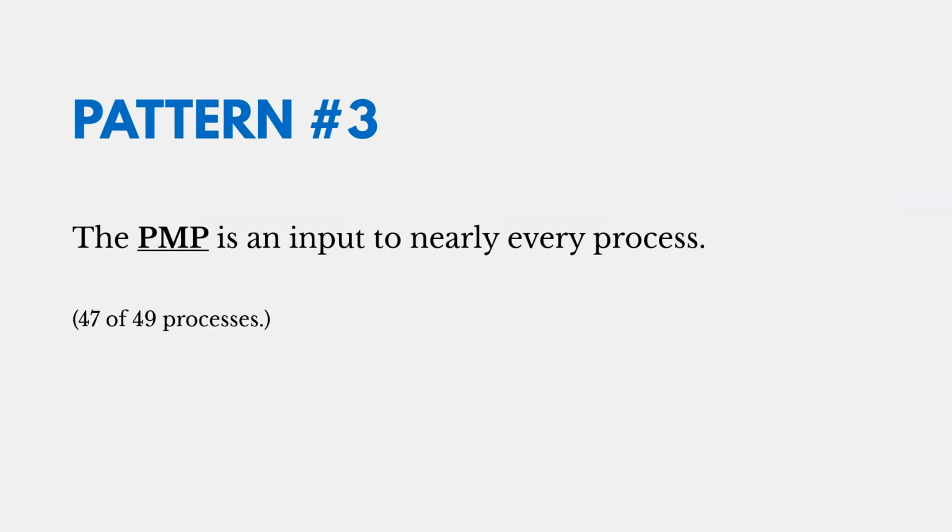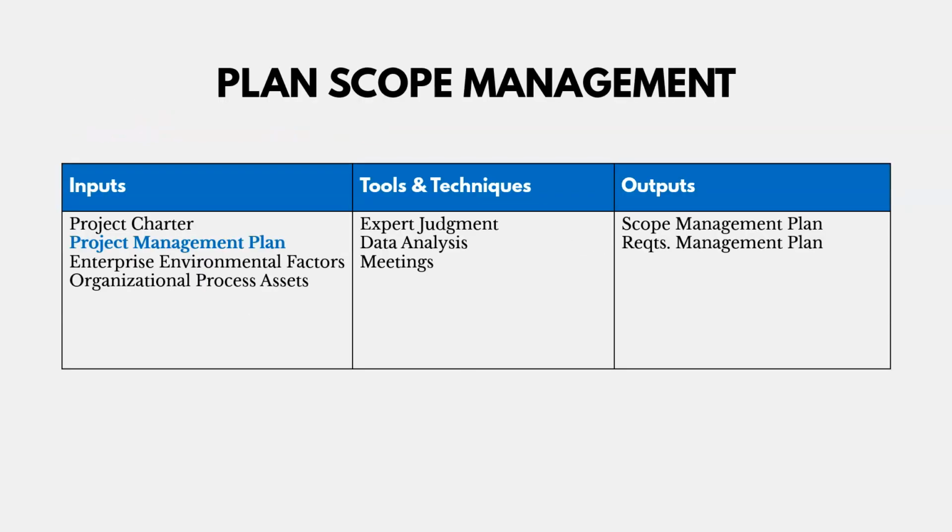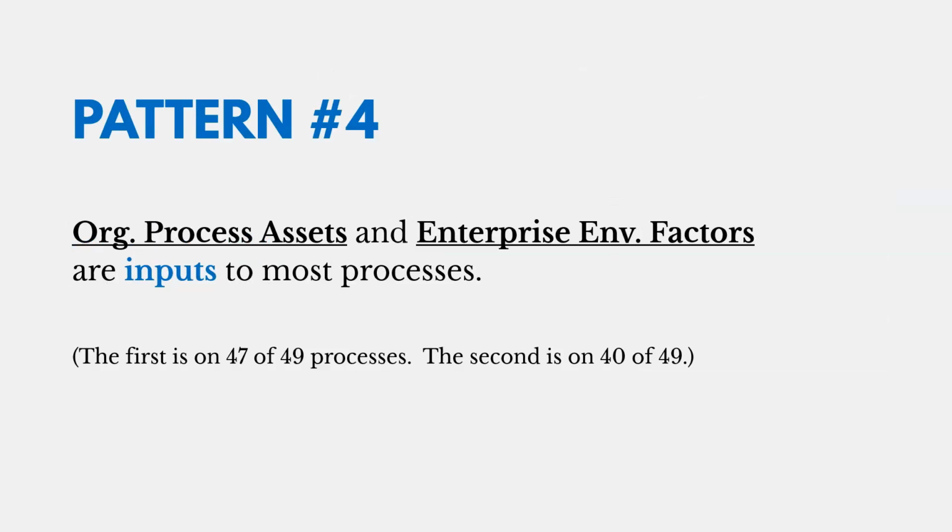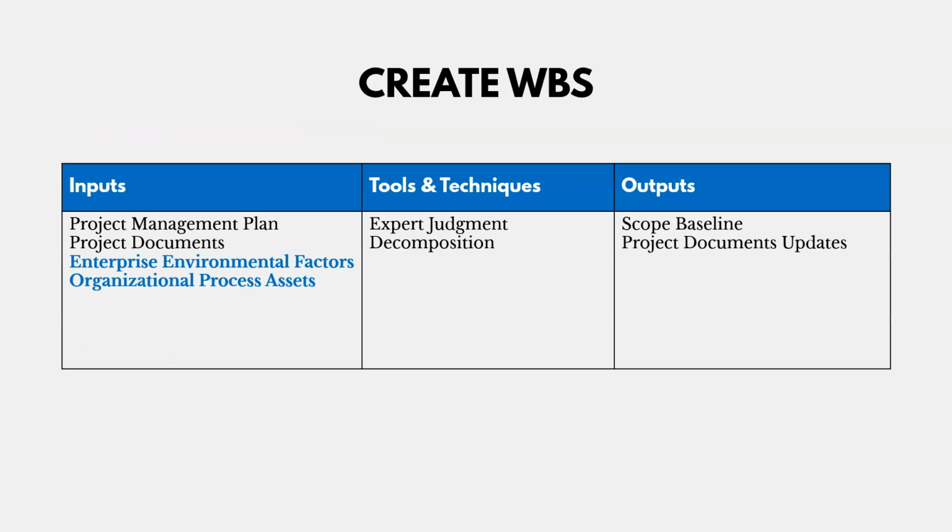Okay, so the next few patterns go back to the common ITTOs and talk about the common inputs, tools and techniques, and outputs. So the third pattern is the PMP is an input to nearly every process, 47 to 49. So here's an example of that in plan scope management. Okay, the fourth pattern is about organizational process assets and enterprise environmental factors. Those are also two common inputs which appear on most processes. An example here is the create WBS process.